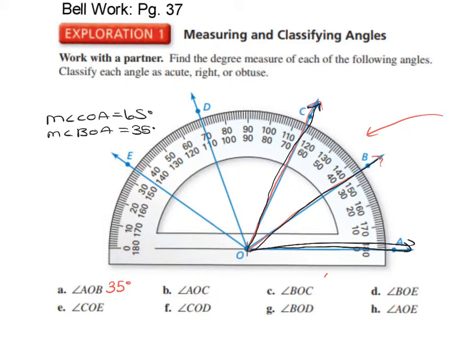Well, when I take COA, which is this large angle here, and I subtract BOA, what am I left with? I'm left with this angle here. Does that make sense? So when I find that difference, the measure of angle COA minus the measure of angle BOA, I get what's left over, which is COB, which is what I'm trying to find, which is 30 degrees.